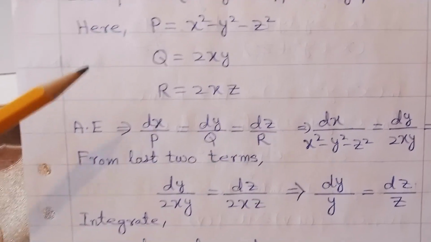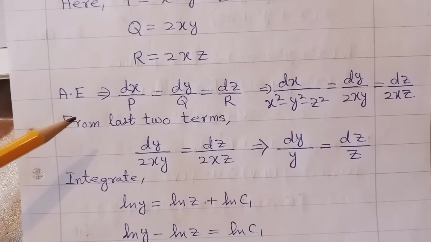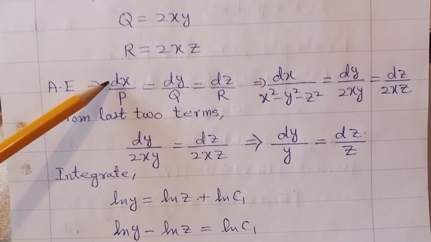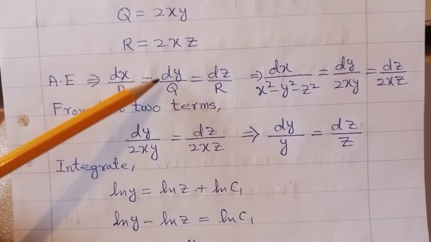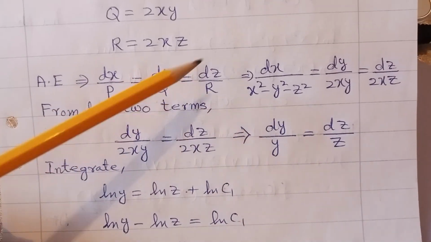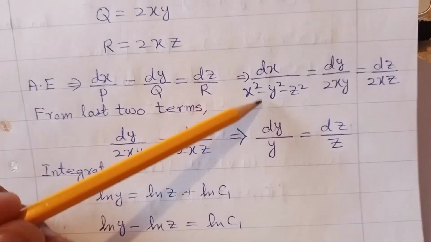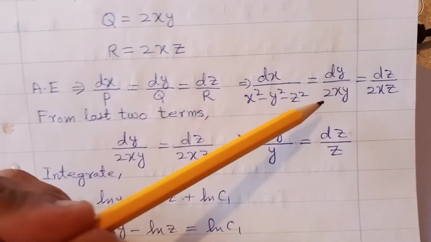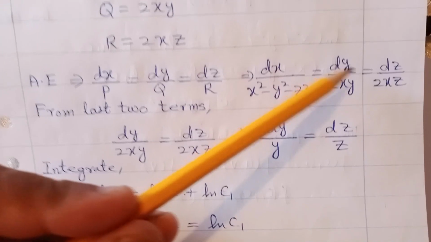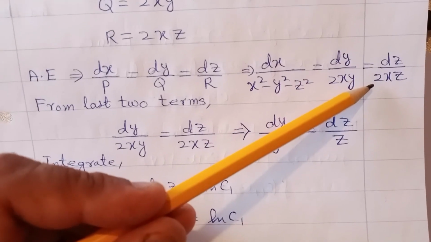And R is equal to 2x into z. Now the auxiliary equation of this differential equation can be written as dx upon P is equal to dy upon Q is equal to dz upon R, that is dx upon x square minus y square minus z square is equal to dy upon 2xy is equal to dz upon 2xz.